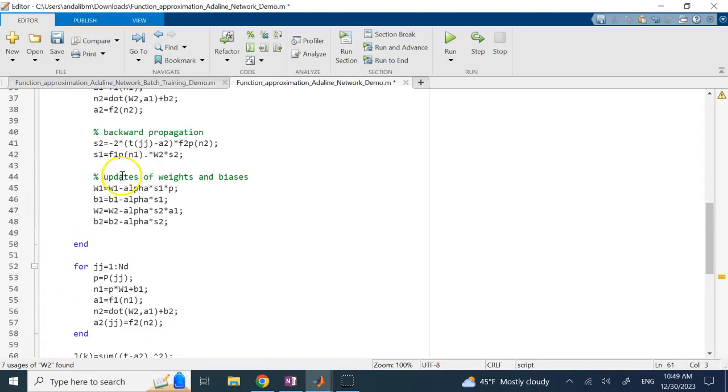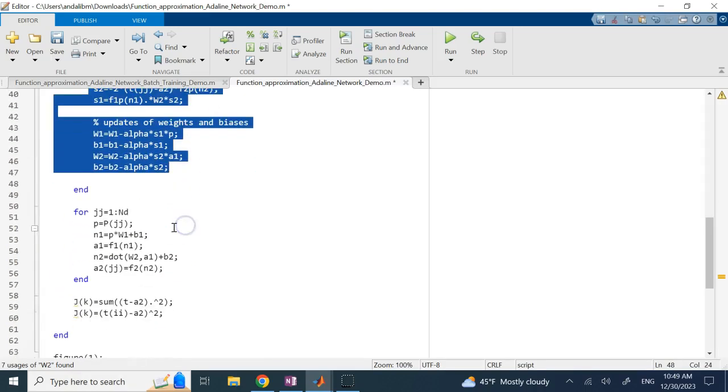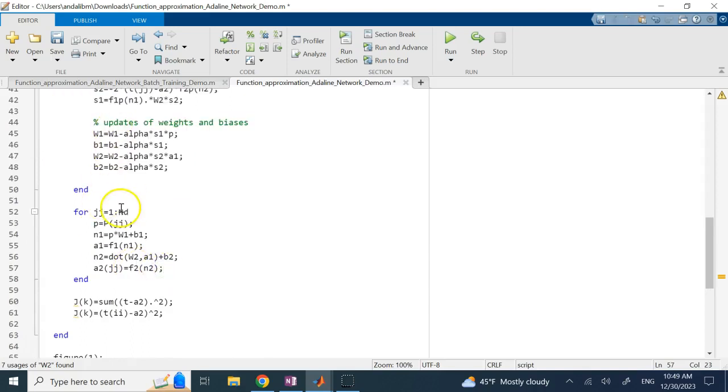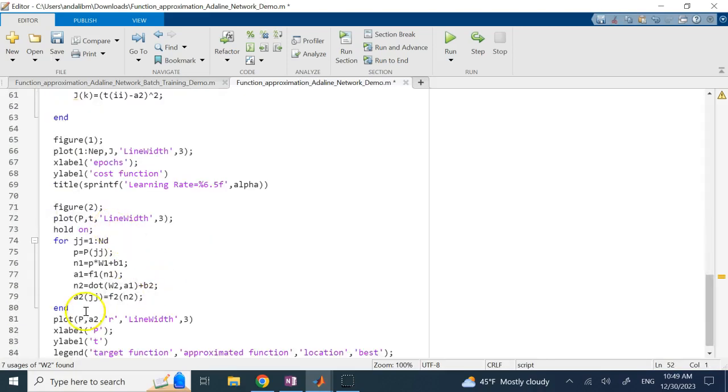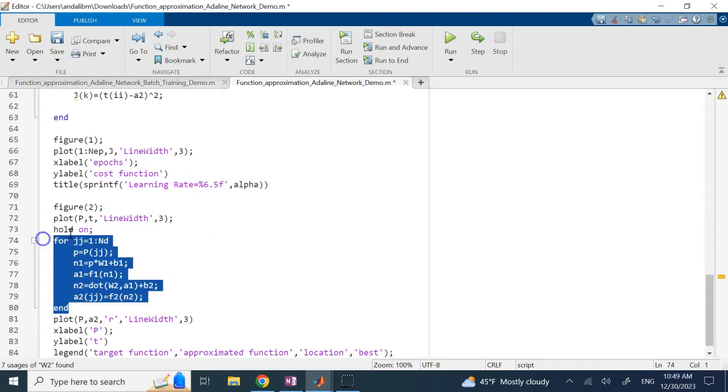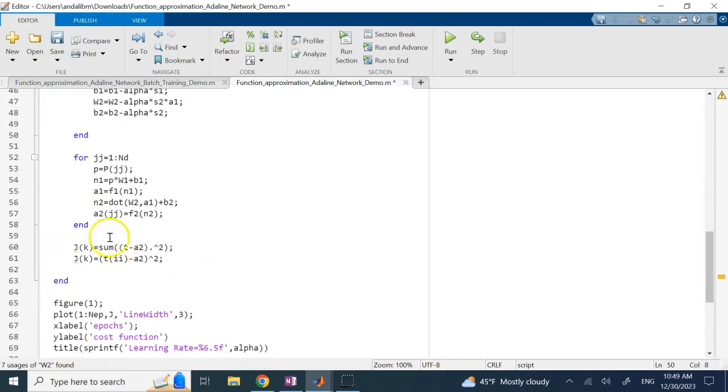What you need to do after all the weights are updated is calculate the output of the network, A2. So I use this for loop that I also use for my plotting. Once you have that A2, the output of the network, then you subtract the entire A2 from the entire target, square the vector, and sum it up. That is the cost function.